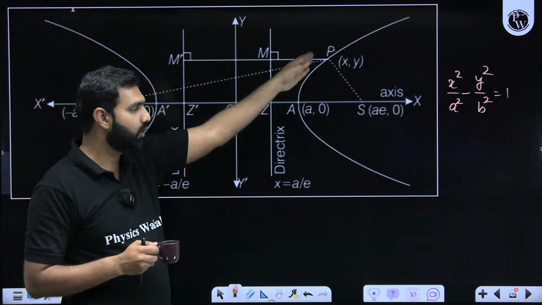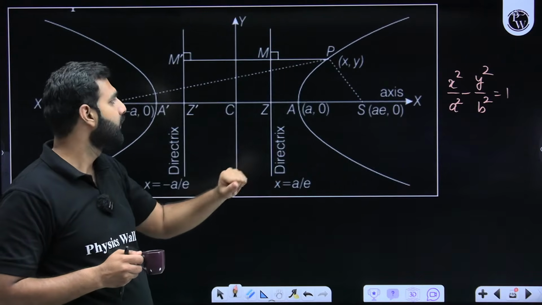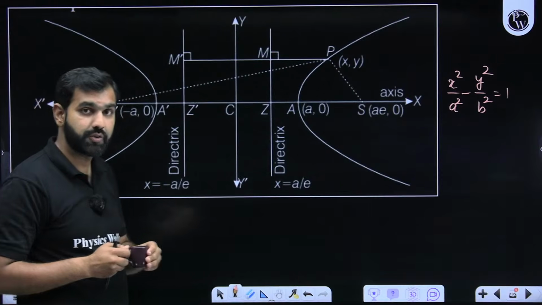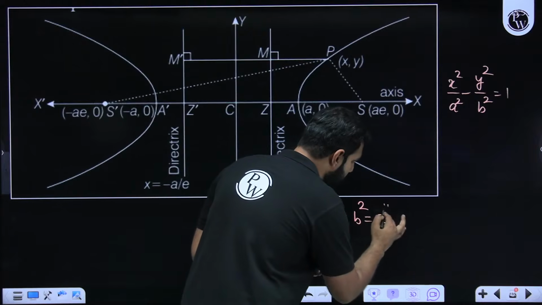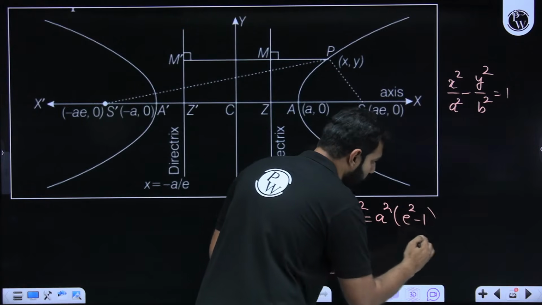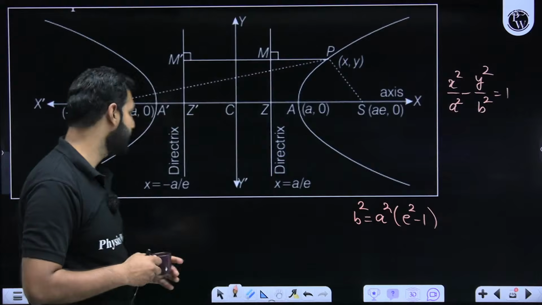And again, you will have your latus rectum 2b square upon a. What you need to understand here is the relationship between b, a and e that you should take care of: b square equals a square times, remember this, e square minus 1 for a hyperbola. I hope you didn't forget that.